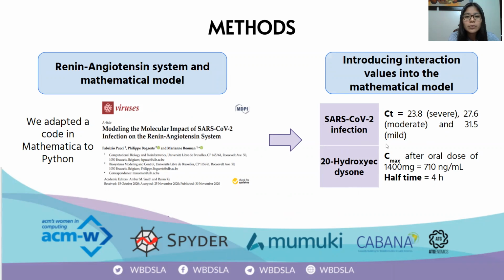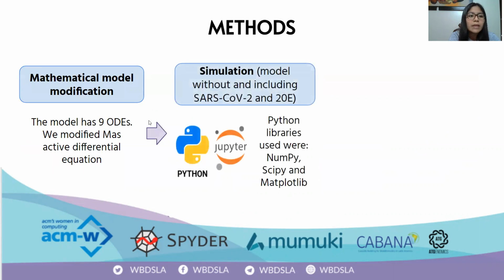About the infection, we used the CT, which is a function inversely related to the viral load, and for 20E, we used the maximum concentration after a specific oral dose and the half-life. Then we did the mathematical model modification. The model was composed of 9 ordinary differential equations, and we specifically modified the MAS-active differential equation.